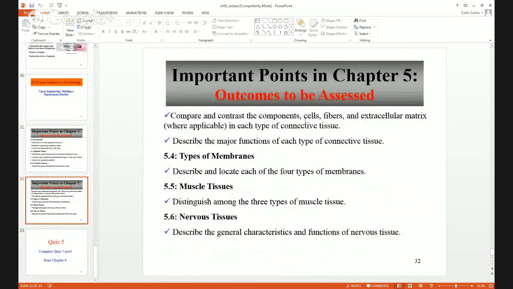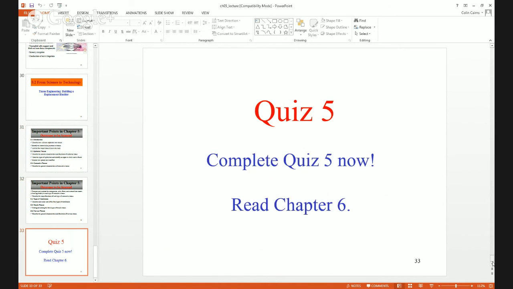Compare and contrast the components, cells, fibers, and extracellular matrix in each type of connective tissue. Describe the major functions of each type of connective tissue. Describe and locate each of the 4 types of membranes. Distinguish among the 3 types of muscle tissue. And describe the general characteristics and functions of nervous tissue. That is the end of chapter 5.